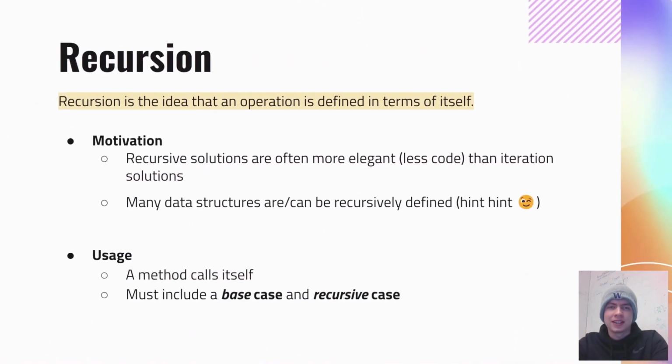So recursion is the idea that an operation is defined in terms of itself. And a lot of times we want to use a recursive solution instead of an iterative solution, because recursive solutions are often more elegant and require less code than their iterative counterparts. Additionally, many data structures are or can be recursively defined, as we will see with binary trees in the near future. And when we talk about using recursion, we're talking about a method calling itself. And all recursive methods should have some sort of base case or base cases, and recursive case or recursive cases.